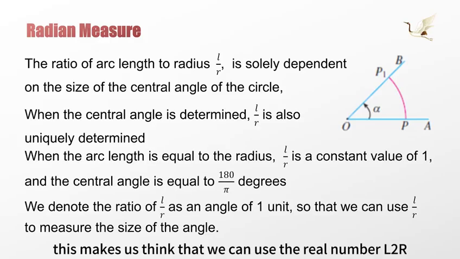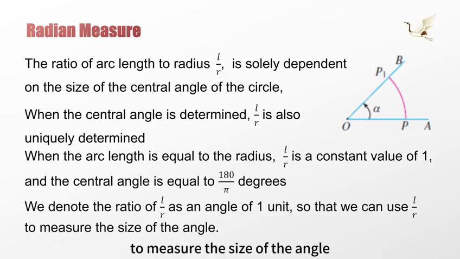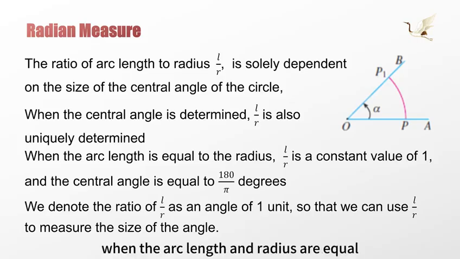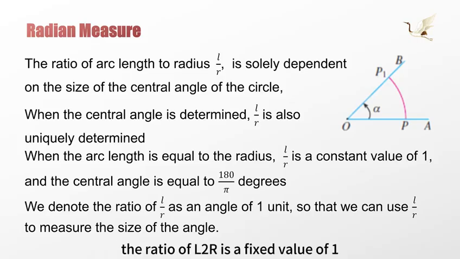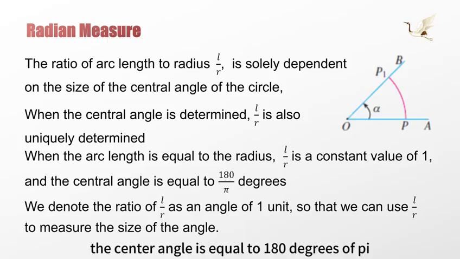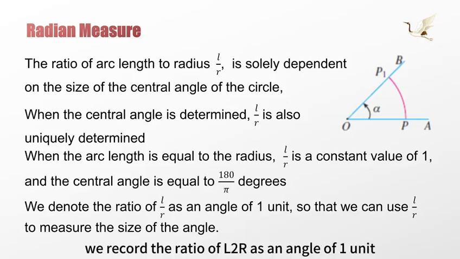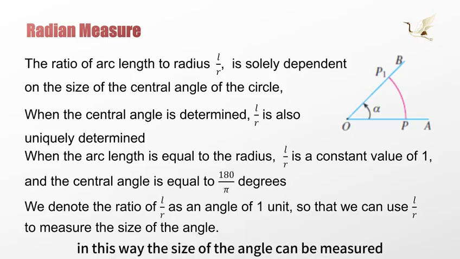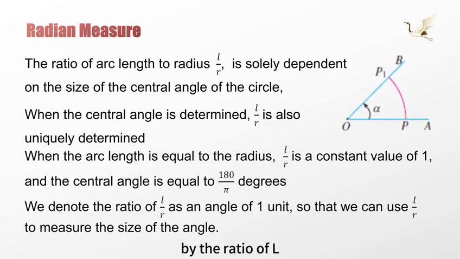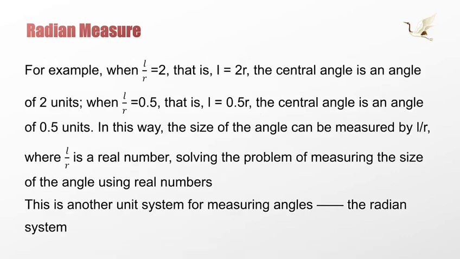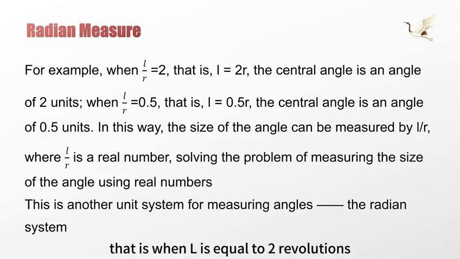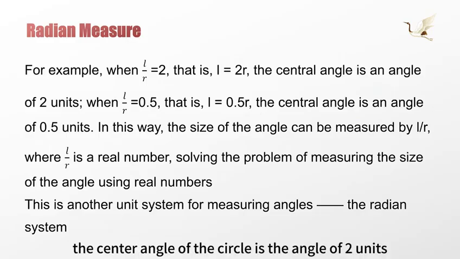This makes us think that we can use the real number L over r to measure the size of the angle. When the arc length and radius are equal, the ratio of L to r is a fixed value of 1. At this time, the center angle is equal to 180 degrees over pi. We record the angle where the ratio of L to r is 1 as an angle of 1 unit. In this way, the size of the angle can be measured by the ratio of L to r. For example, when L over r equals 2, that is, when L is equal to 2 radii, the center angle of the circle is the angle of 2 units.